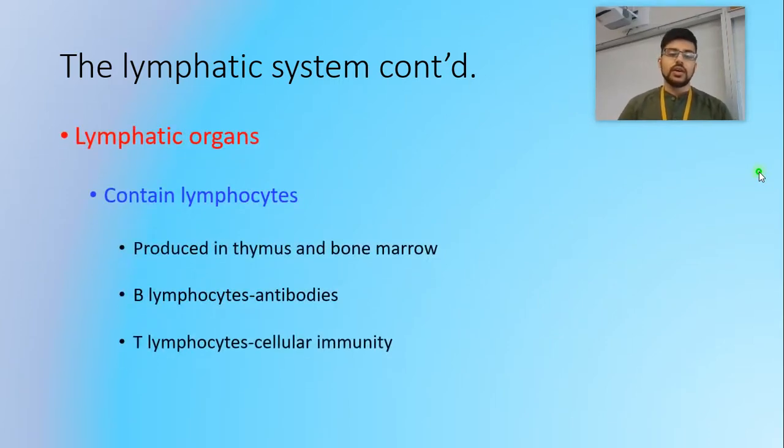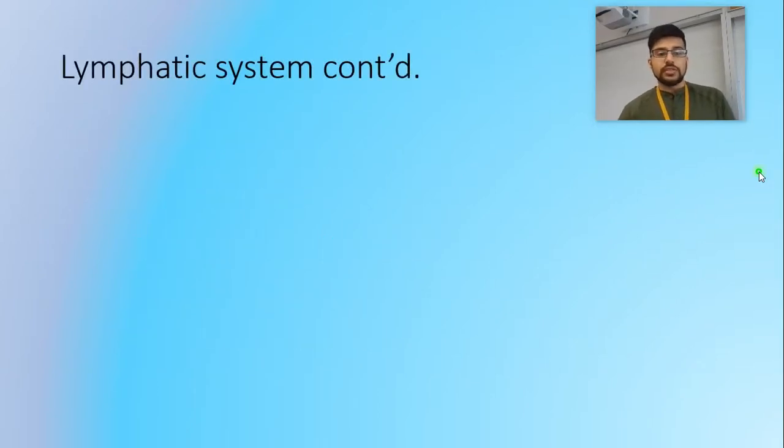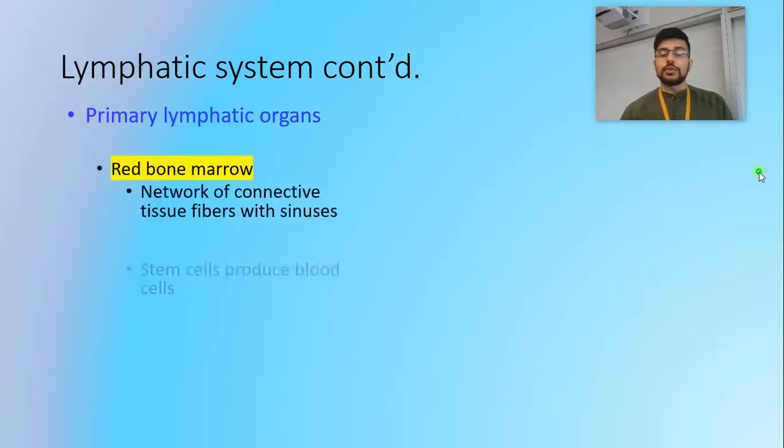Now, the organs are specialized components of your lymphatic system. These are going to contain lymphatic cells called lymphocytes. They're produced both in the thymus and the bone marrow. Thymus is this organ that's going to be near your breastbone by your sternum, and your bone marrow is the fluid, that connective tissue inside of your bones, especially your large bones. We've got B lymphocytes, which are going to produce antibodies, and we have T lymphocytes, which are going to help us with cellular immunity.